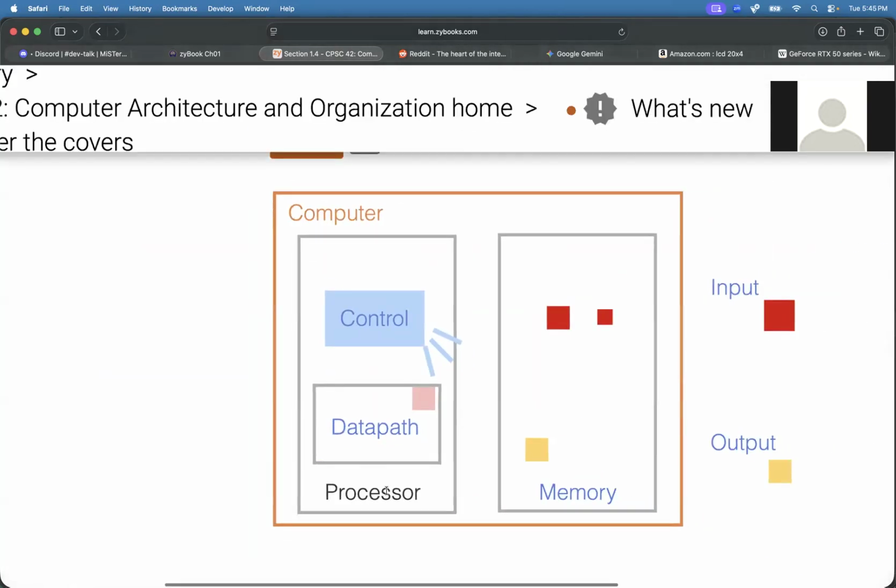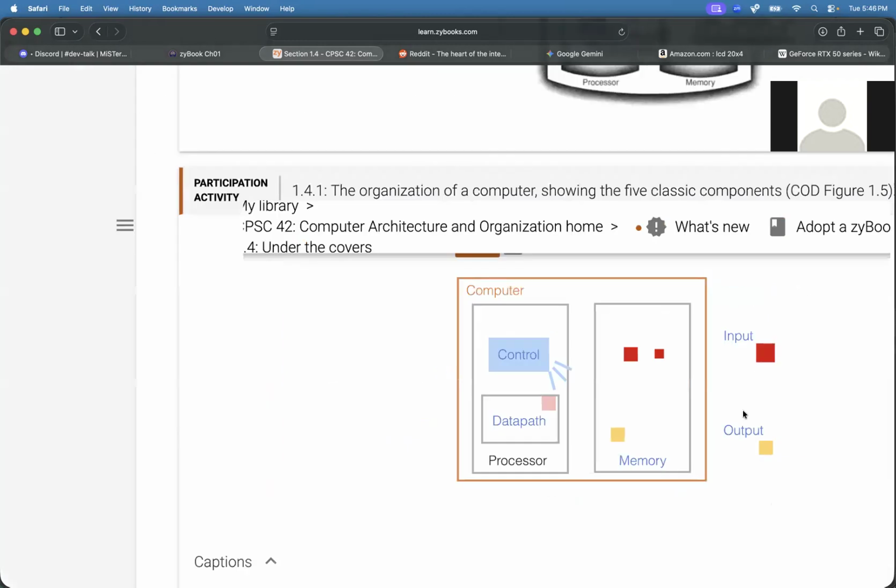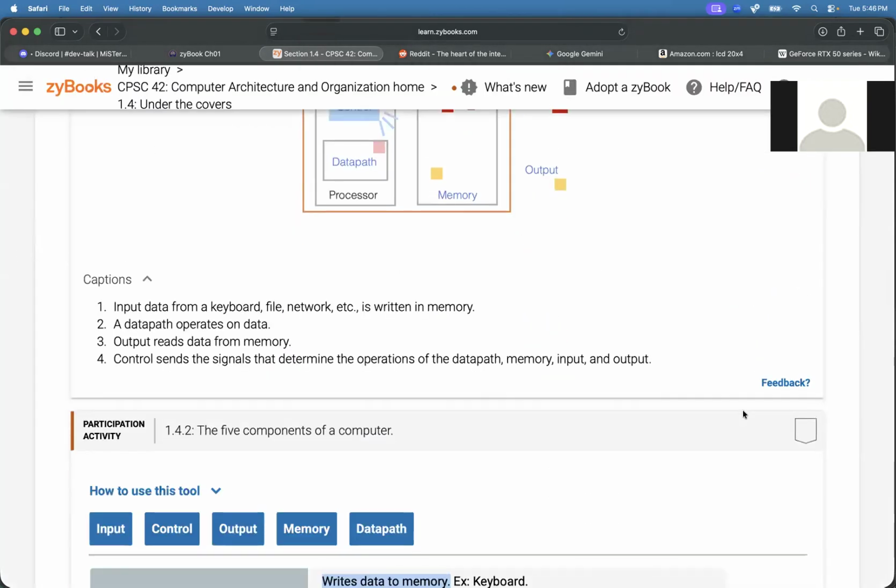So they're saying in the processor, they have a control unit, which is controlling what the data is doing, and then a data path where apparently that's where the data is going to go when we're processing instructions. Then we've got memory where we can store stuff, and then we have input and output.